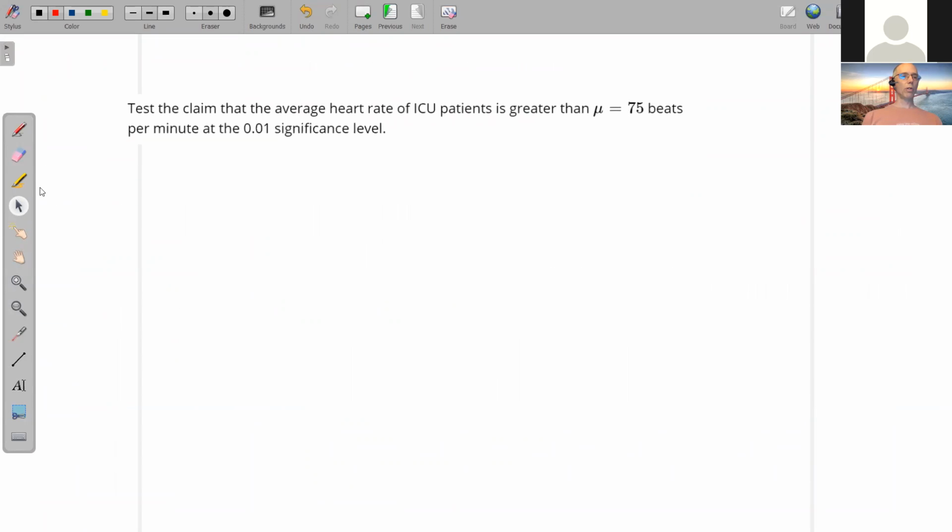And highlight the important stuff here. So right away, I have a mean and I have a greater than there. So they're telling me mu is greater than 75 beats per minute. That's going to have to be the alternative hypothesis. So H1 colon is the usual notation. Again, this is the alternative.